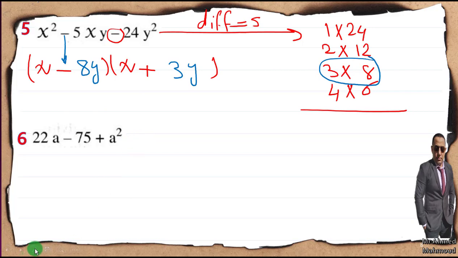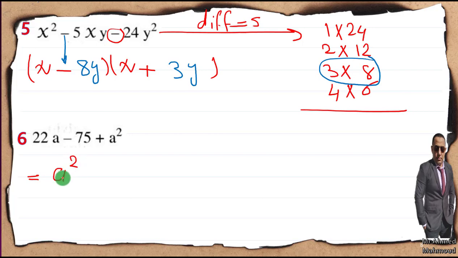Another example: if I have 22a minus 75 plus a², here I have a different situation. The a and the negative 75 and the a². The letters must be ordered in descending order. So I need to start with the greater power and go descending. Here a² is the greater power, so I'm going to rearrange the expression.